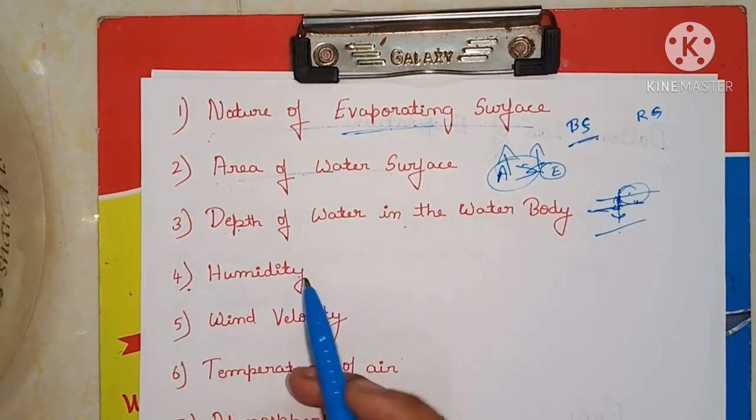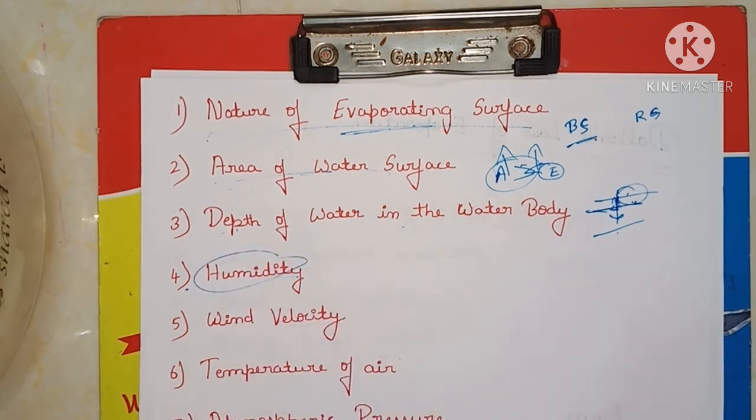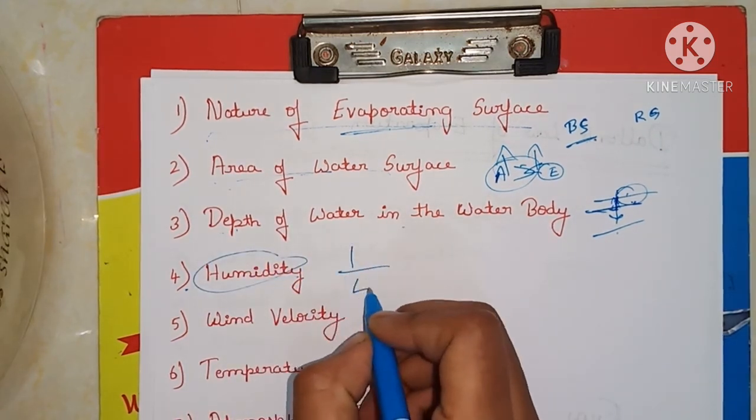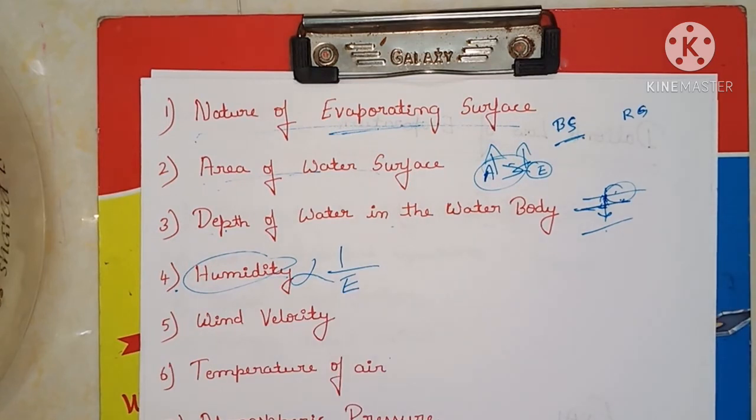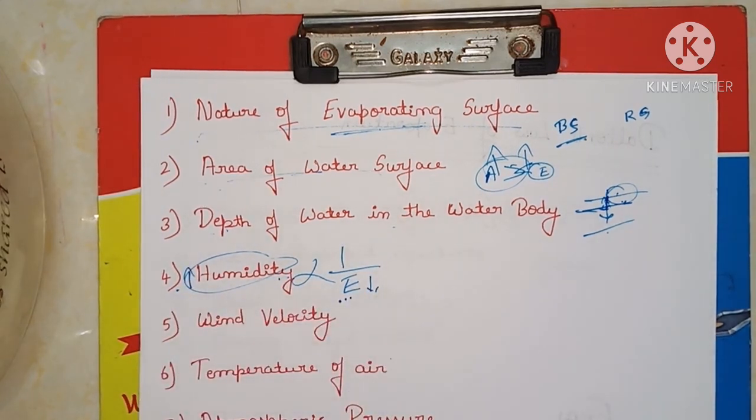And the fourth one is humidity. Evaporation is inversely proportional to the humidity. If the humidity in the atmosphere is more, the evaporation will be less. If humidity is less, then evaporation will be more.